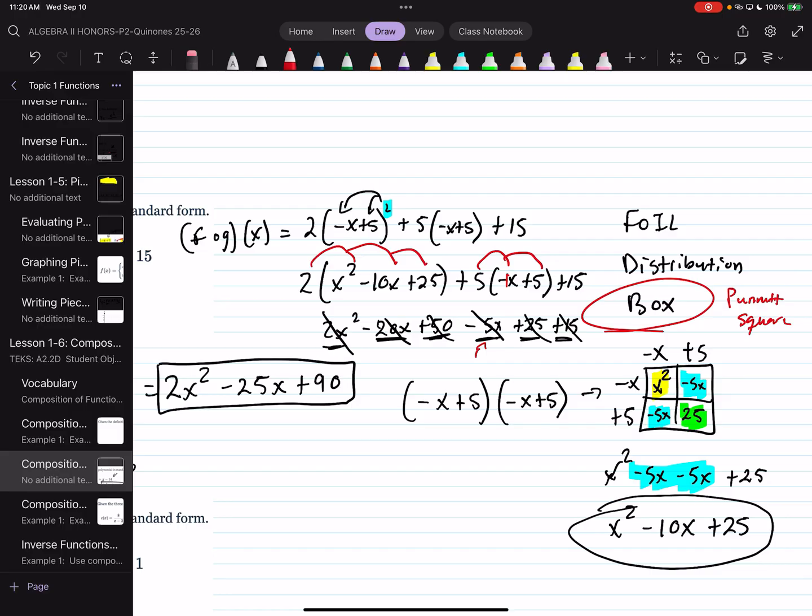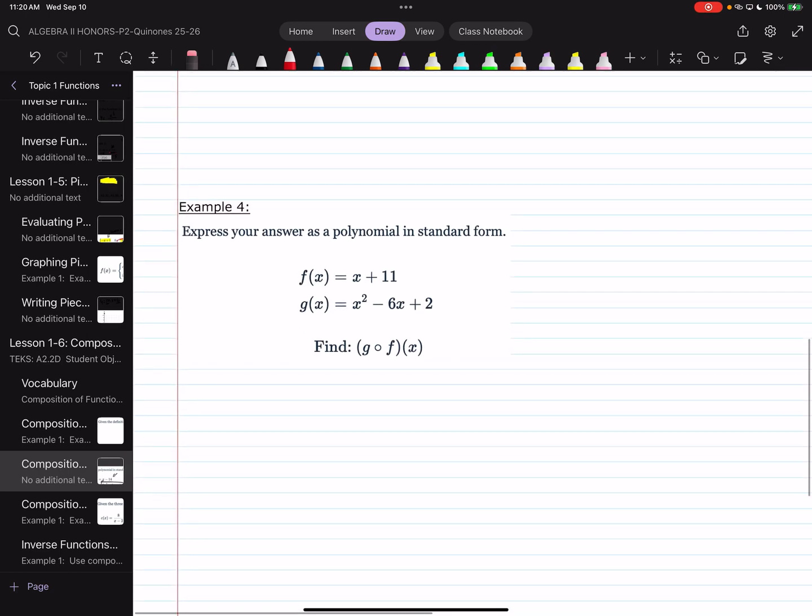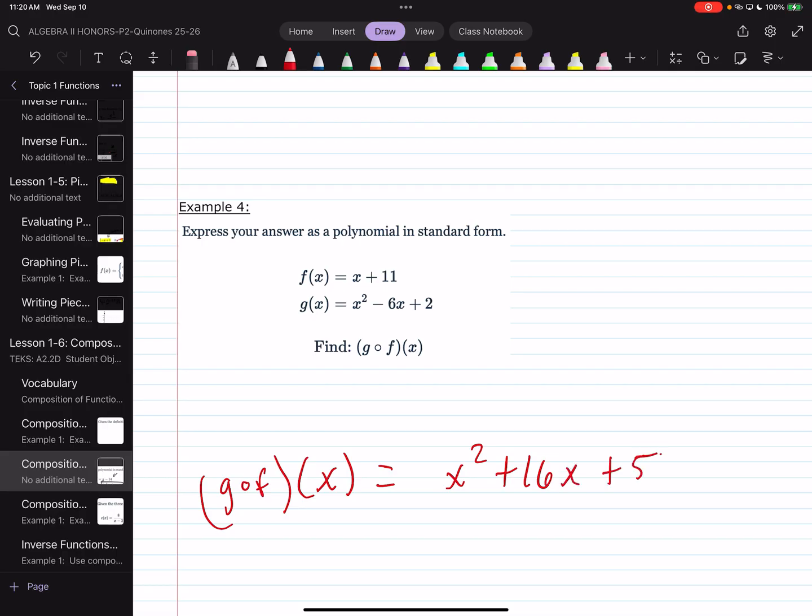Alright, ready to go. The answer. Drum roll. Here we go. g of f of x is equal to x squared plus 16x plus 57.